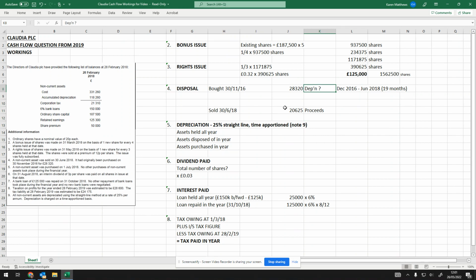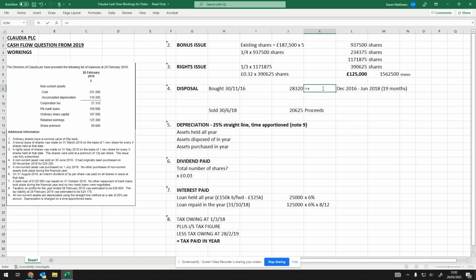So the depreciation that we're going to work out, it was bought on the 30th of November 2016, and the depreciation tells us in note number 9 that all non-current assets are depreciated using the straight line method at a rate of 25% per annum. Depreciation is charged on a time apportioned basis. So that means that from the month we buy it right through to the month we sell it. So I worked this out earlier, and I think if we start depreciating it in December 2016 and we go through to June 2018, then that's going to be 19 months worth of depreciation.